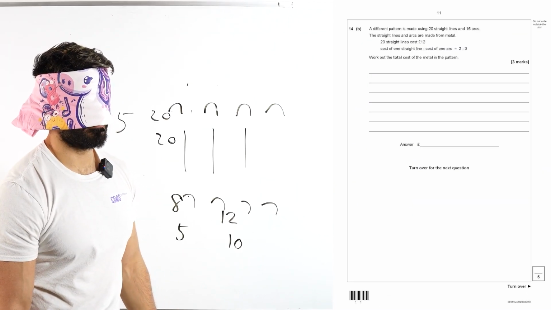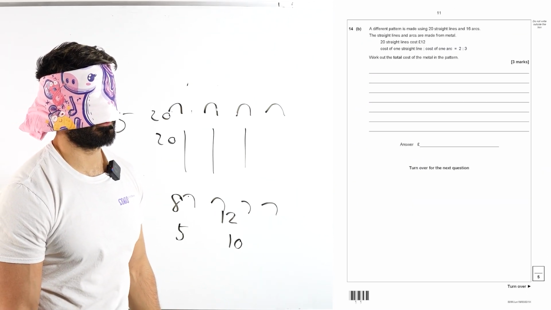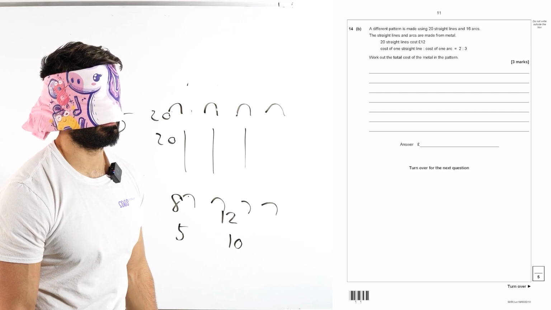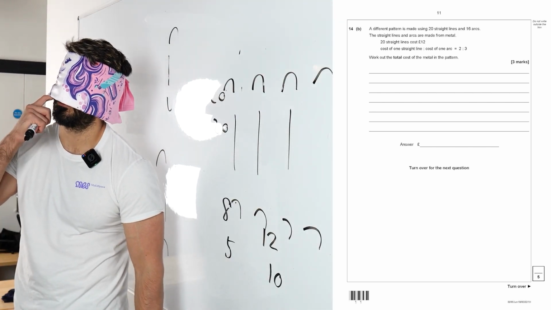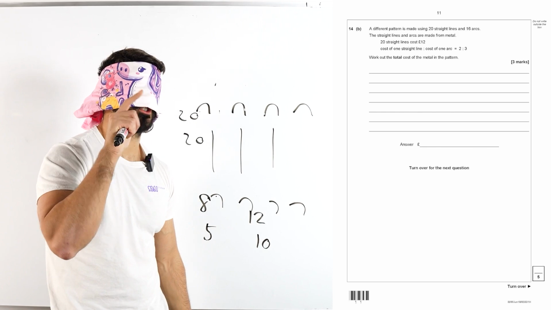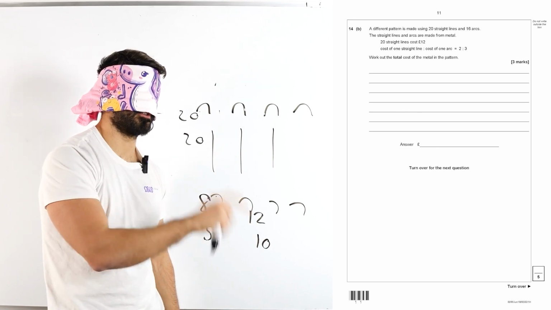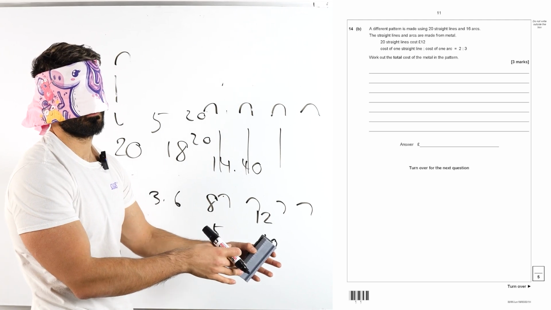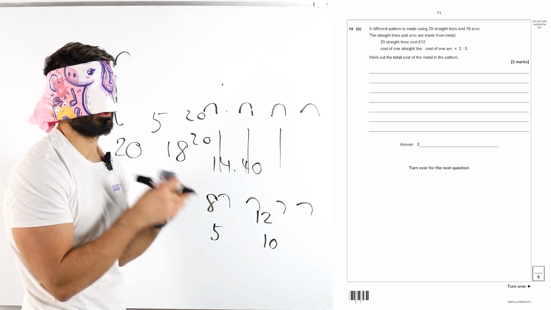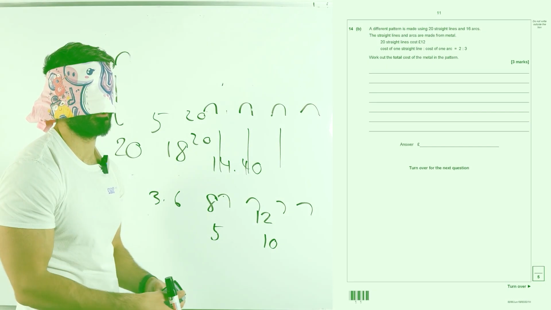Straight lines and arcs are made from metal. 20 straight lines cost £12. The cost of one straight line to the cost of one arc is in the ratio 2:3. So a straight line is 2, arc is 3. The metal, but that's the arc and the lines, right? Yes. So 14.40 plus 12 is £26.40, I think.